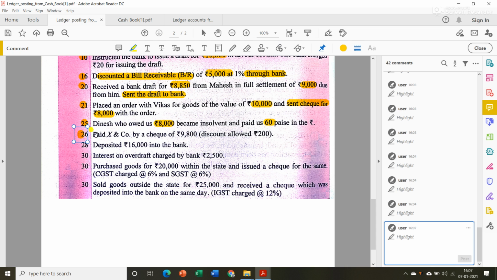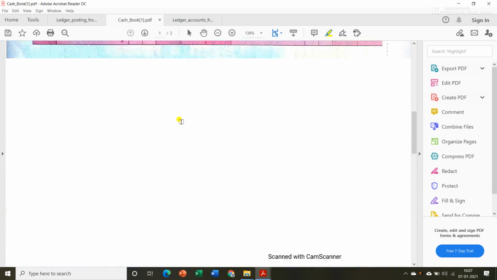On April 26, we paid X and company by check 9,800 and they allowed us a discount of 200. That means we received a discount of rupees 200. So for payment of this 9,800 by check, first we will record it in the cash book.